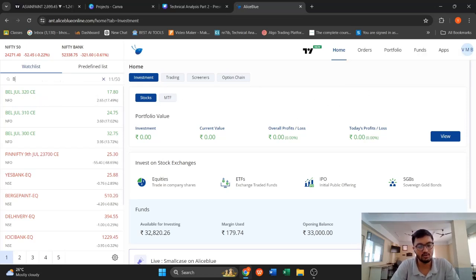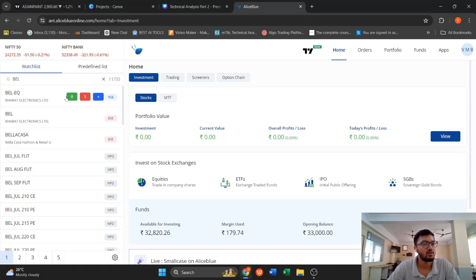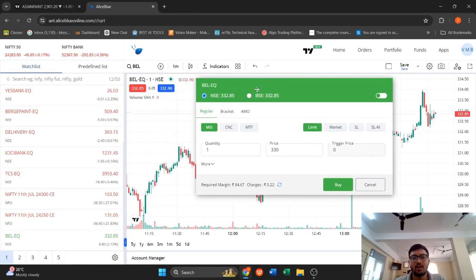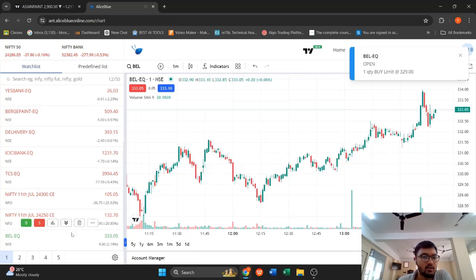I'll just do the same stock, but now with a limit price. How to buy this particular stock at a limit price? We'll just go to limit and decide the price you want to buy the stock at. Like, you want to buy the stock at a cheaper price. That's why you're buying it at a limit price. And you can just go ahead and click buy.